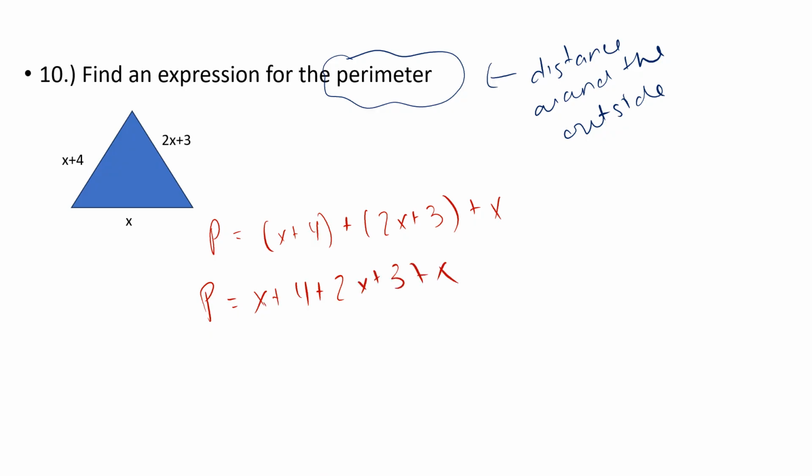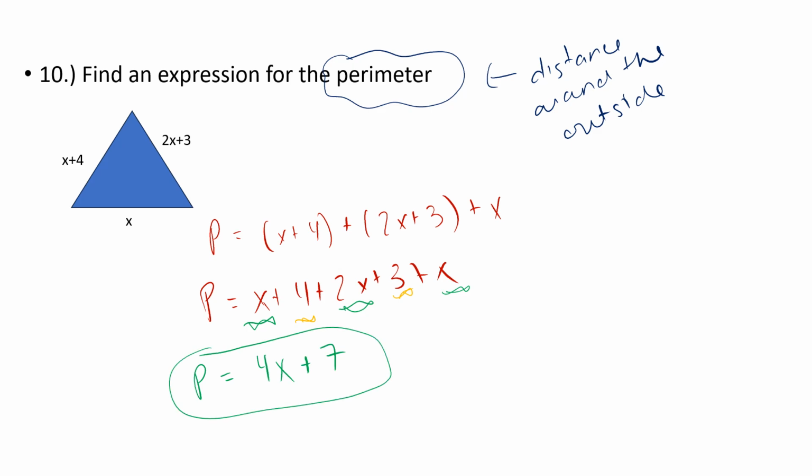Okay, now we'd look for those like terms. So that's where the distribution comes into play. So I have an x, and I have another x, and then I have another x over here. So I have x plus 2x plus x. So I'd say to myself, how many x's do I have? x plus 2x plus x. That's 4 x's all together. And then right in here, we have 4 plus 3. And so 4 plus 3 is 7. So regardless of how you set that up, your final answer should be 4x plus 7.